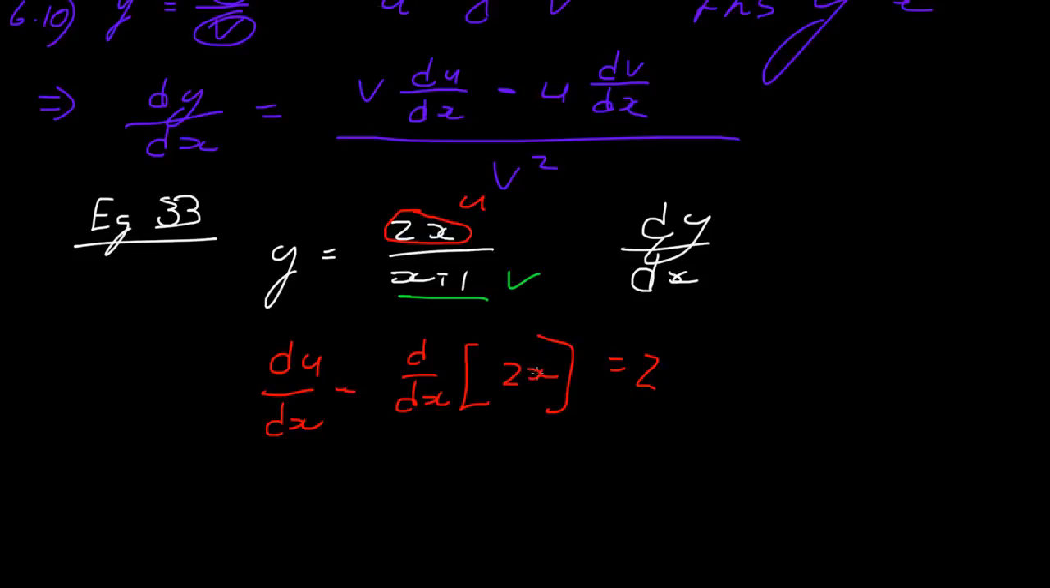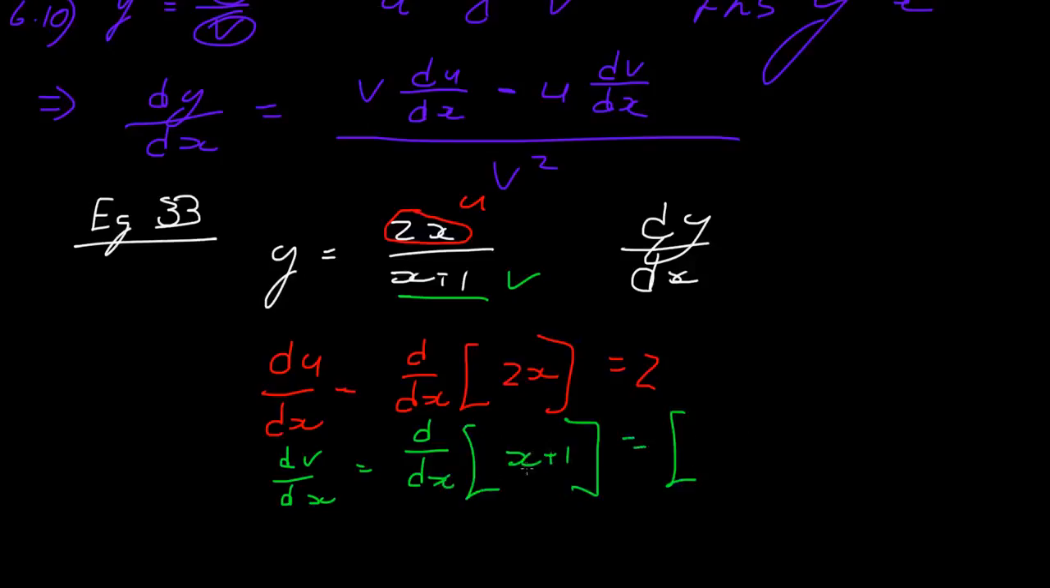Because we keep the 2, this is x to the 1, so you take the 1 in front and reduce the power, it becomes 1x to the 0, and x to the 0 is just 1. And then let's do dv by dx. dv by dx equals d by dx of x plus 1. Okay, and we need to differentiate that.